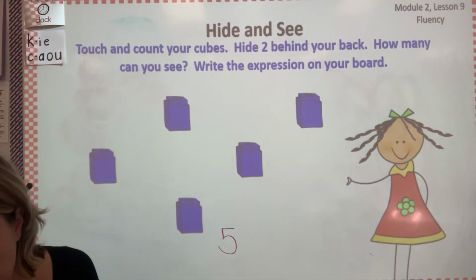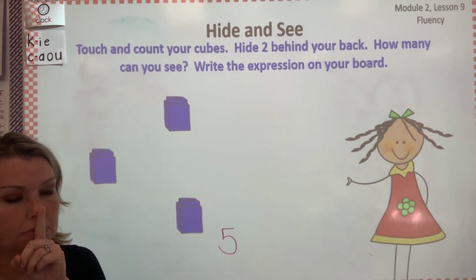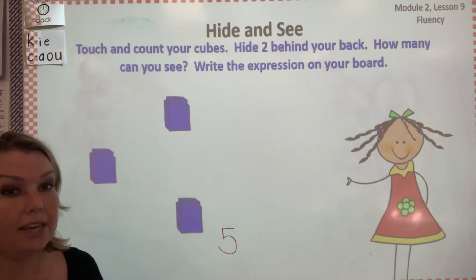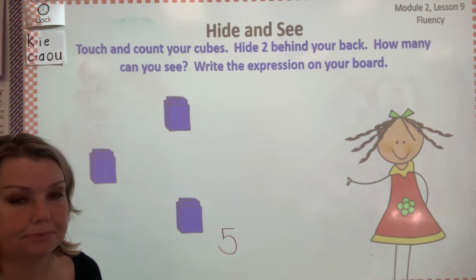Now I'm going to hide 2 of them. Miss Kate just said we'll talk about dividing. We are. I promise we are. I'm going to wait till the end.